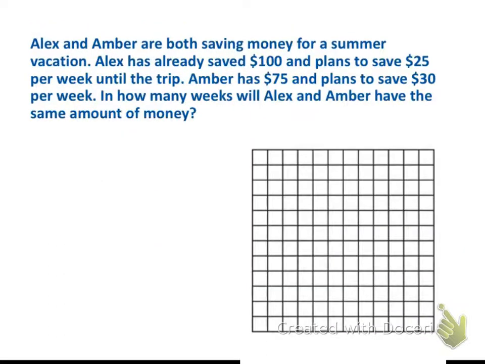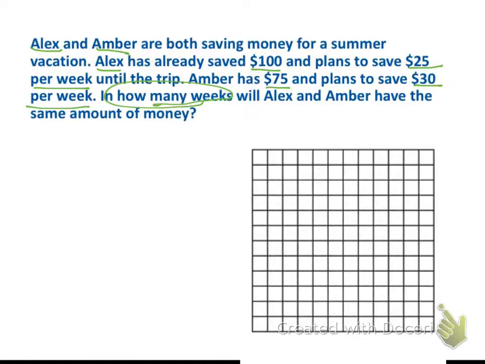All right, now, as you guessed, we've got a word problem. Of course we have a word problem. Okay, so let's see how this applies to the real world. Alex and Amber are both saving money for a summer vacation. Alex already has saved $100 and plans to save $25 per week until the trip. Amber has $75 and plans to save $30 per week. In how many weeks will Alex and Amber have the same amount of money?